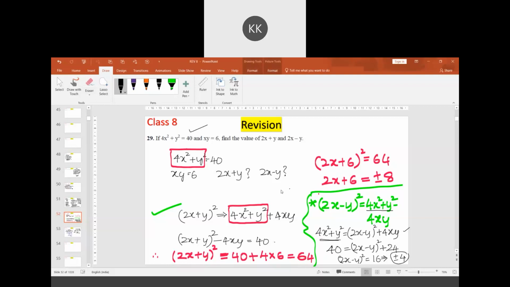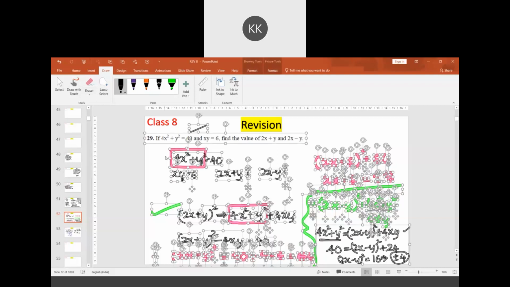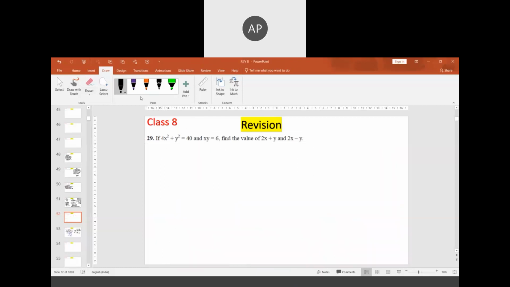You want me to write this properly? If we take the square root on both sides, we can do this. Now the detailed answer I am going to write.